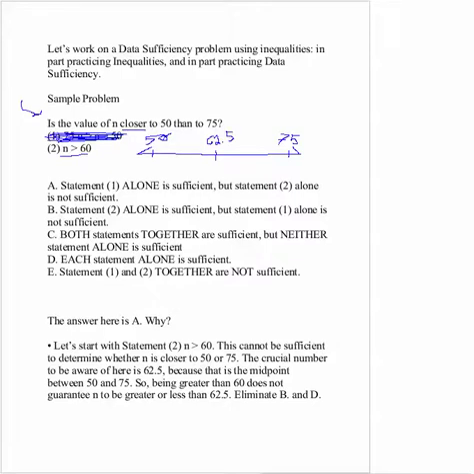Okay, so we have statement 2 that says that n is greater than 60. So 60 is about here. And their question was, is n closer to 50 than it is to 75? That answer would be yes or no. And again, you're being asked, do you have sufficient data to answer this question?